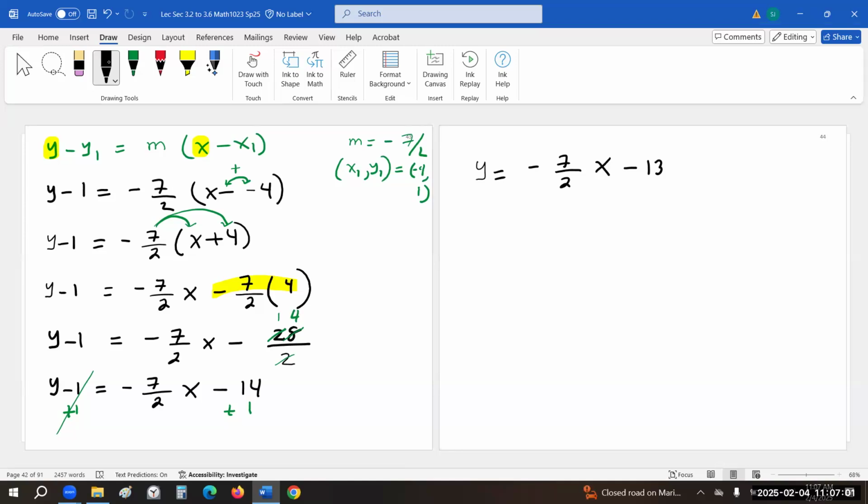So this is called slope-intercept form. Y equals mx plus b. But they're not asking for slope-intercept. They're asking for standard. So what do you do next?